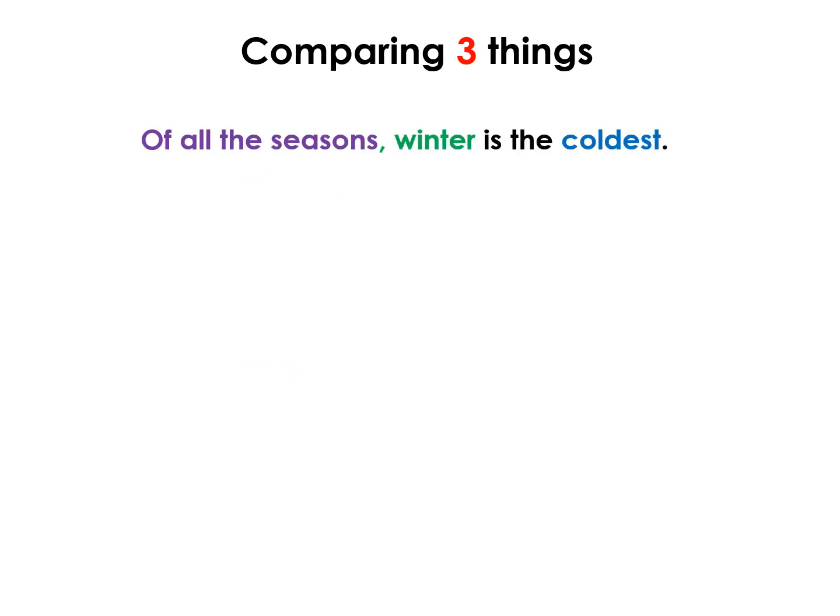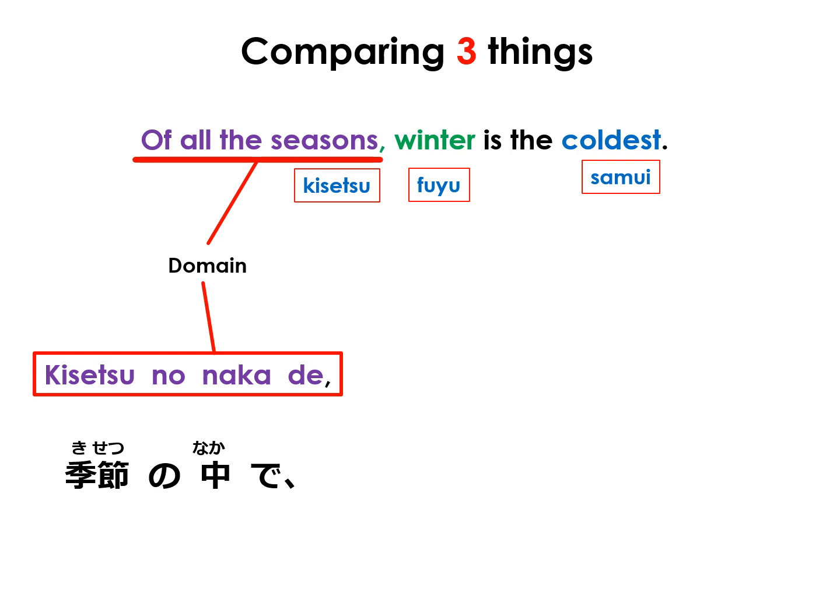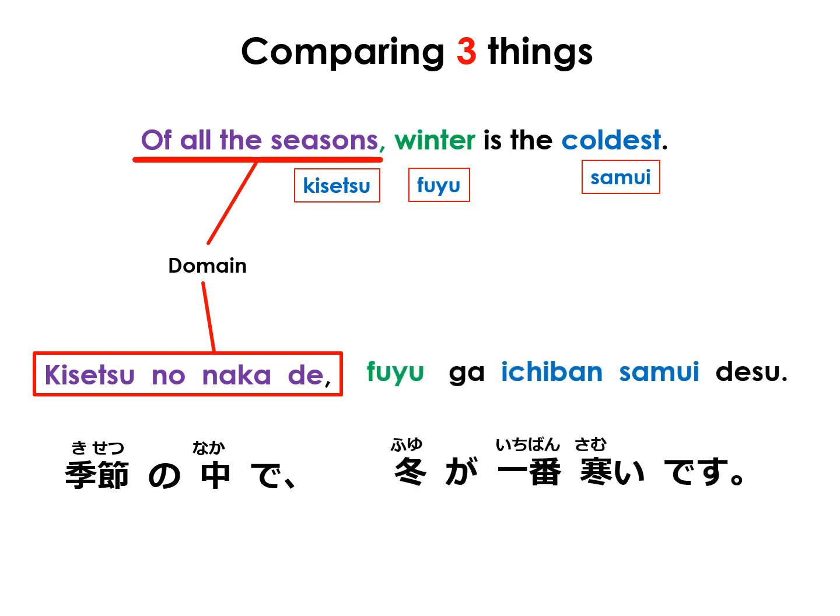Another example, of all the seasons, winter is the coldest. In this sentence, the domain here is seasons, which in Japanese is kisetsu. Winter is fuyu, and cold is samui. Putting them all together, we say the domain first, kisetsu no naka de, and then the rest of the sentence. Fuyu ga ichiban samui desu. Winter is the coldest. So the whole sentence would be, kisetsu no naka de fuyu ga ichiban samui desu.